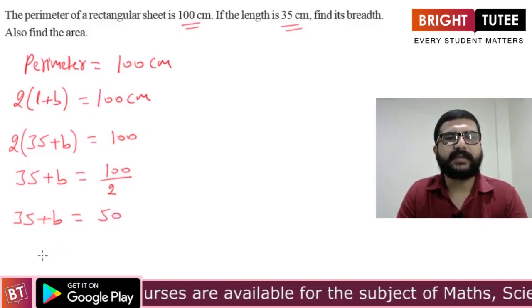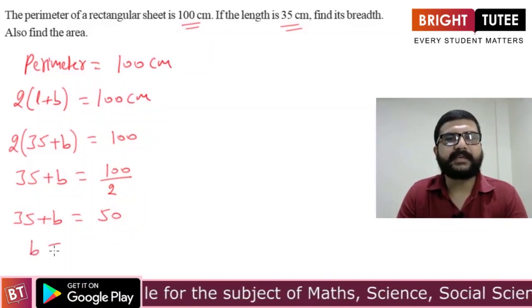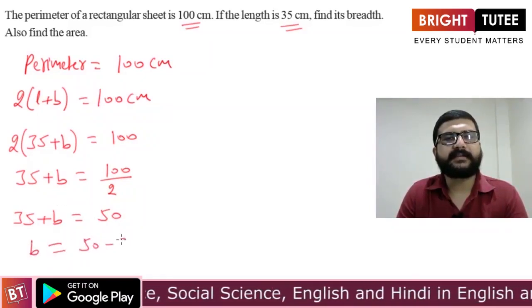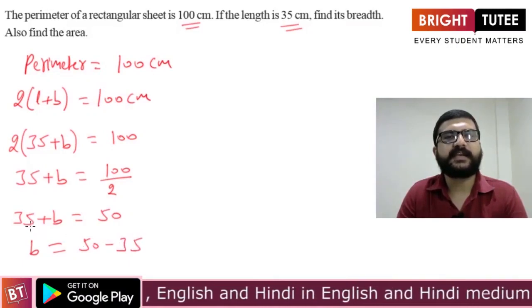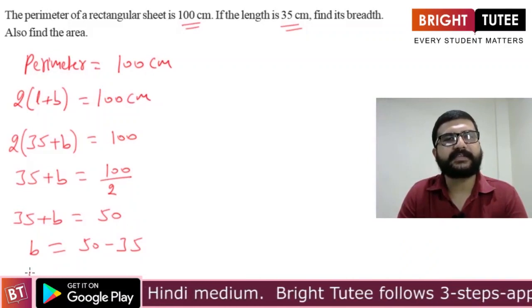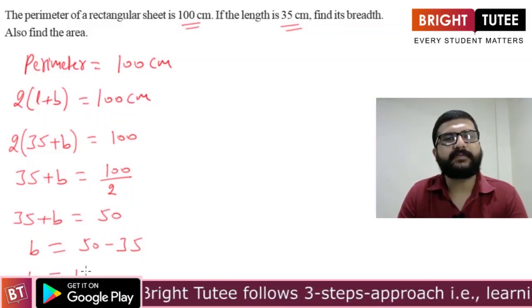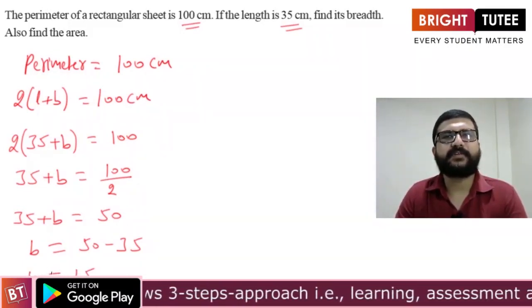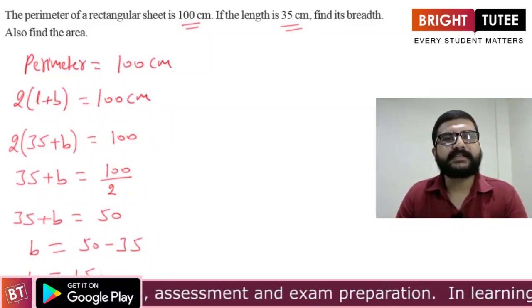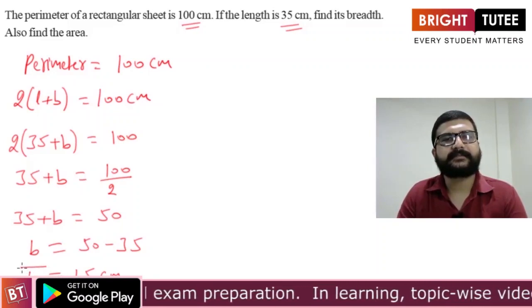So now from here we can get B is equal to 50 minus 35. We transposed this 35 also on the right side of the equation. So this gives us B is equal to 15. So therefore breadth of the rectangle or the rectangular sheet is 15 centimeters.